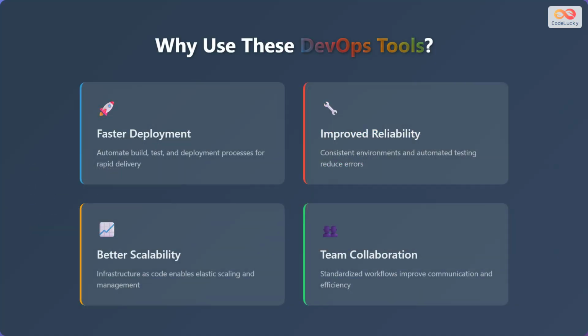Why should you use these DevOps tools? They offer several benefits, including faster deployment through automated processes, improved reliability with consistent environments and automated testing, better scalability with infrastructure as code, and enhanced team collaboration through standardized workflows.